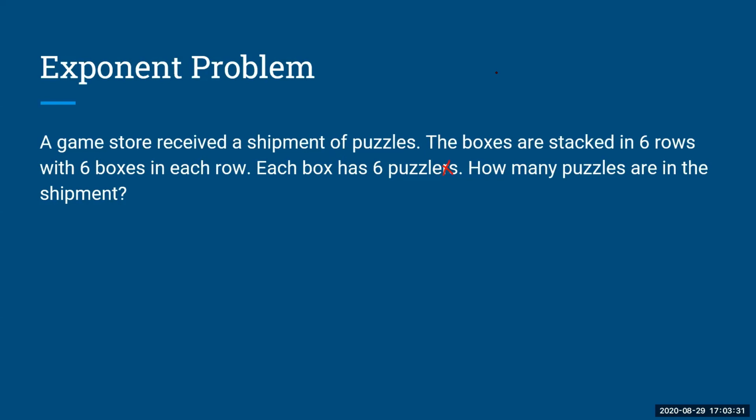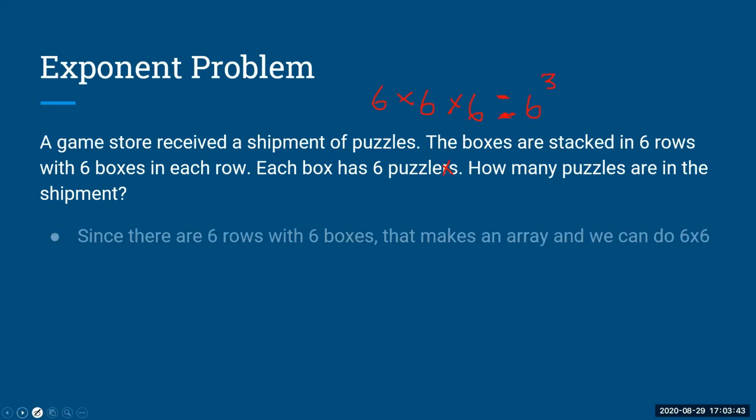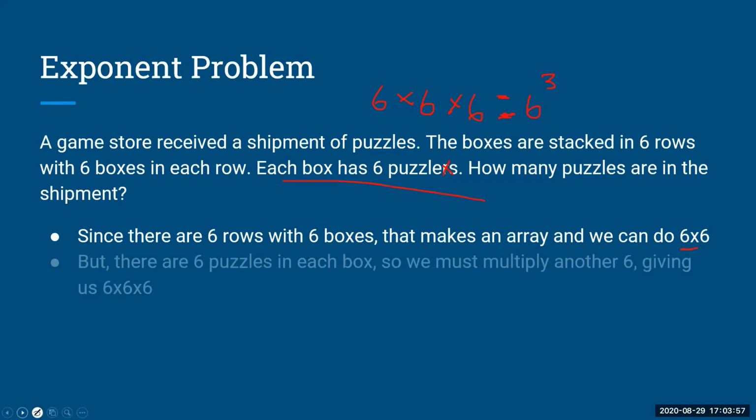Okay, back. This is pretty easy. This is just simply 6 times 6 times 6, which is 6 cubed, or 6 to the 3rd power. Since there are 6 rows with 6 boxes, that makes an array, and we can do 6 times 6. But then each box has 6 puzzles.